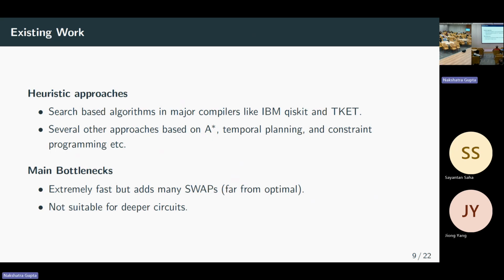Okay, there are two lines of approaches. One is heuristic approaches. In major compilers like IBM Qiskit and Tket, there are some such based algorithms which are heuristic. There are some other approaches based on A-star, temporal planning, constraint programming. These are very fast because we can always find some polynomial time algorithm to get some mapping. But the problem is they add too many swaps. This is not good if you want practical quantum computing. This is also not good for deep circuits.